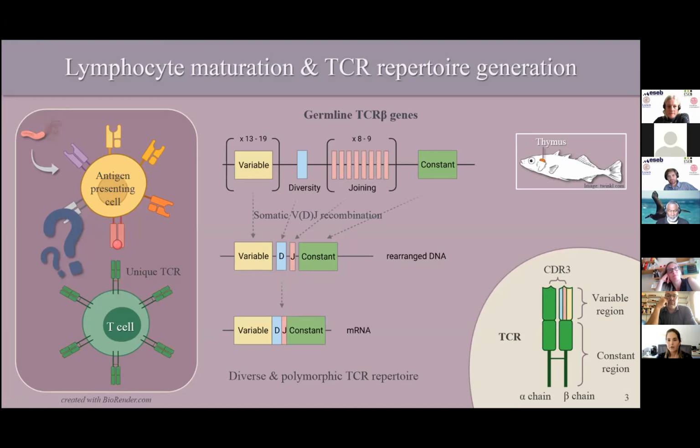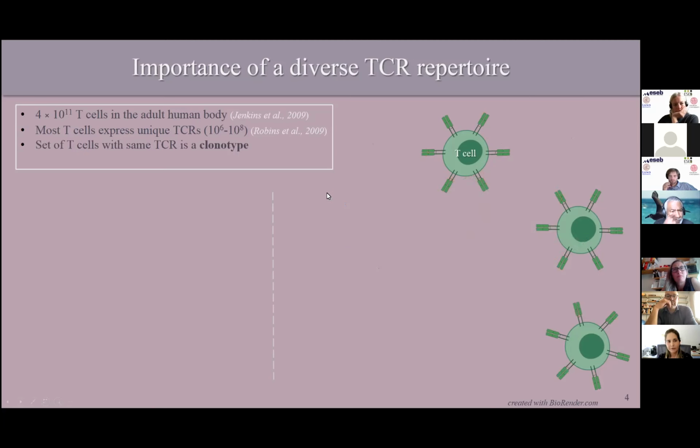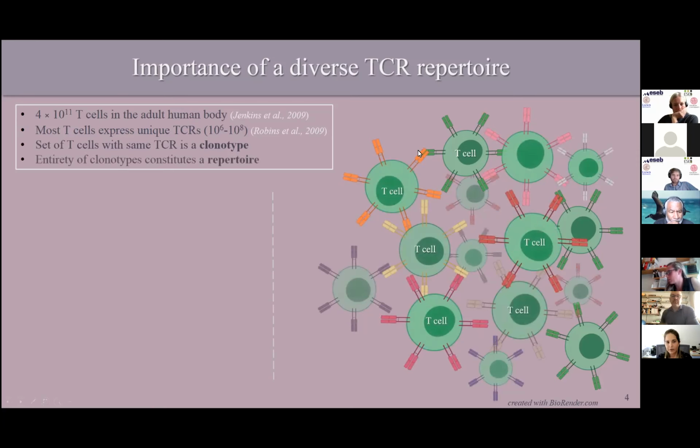Now let's take a look at the numbers. It has been calculated that in the adult human body, we have more than 100 billion T cells, and most of these T cells express unique TCRs. We can visualize this here with a pool of different T cells, and a set of T cells with the same TCR is called a clonotype, as we can see here. And the entirety of different clonotypes constitutes the repertoire.